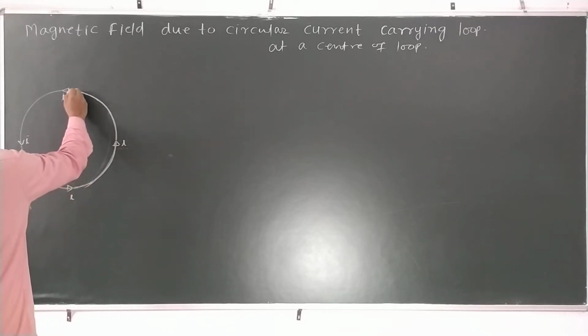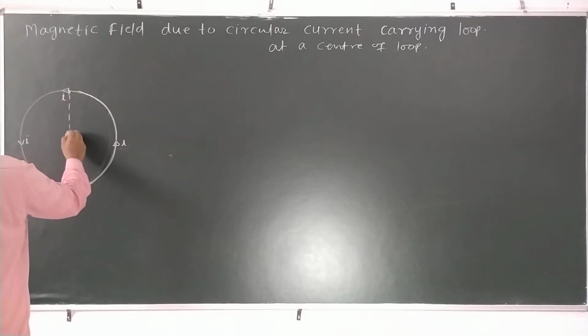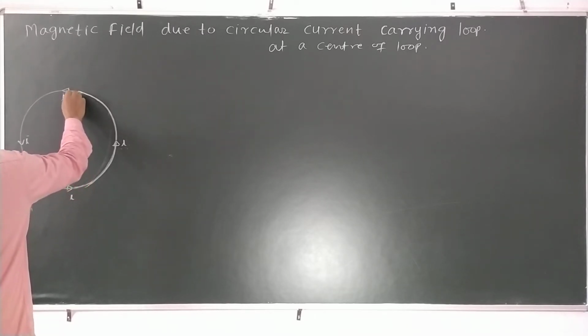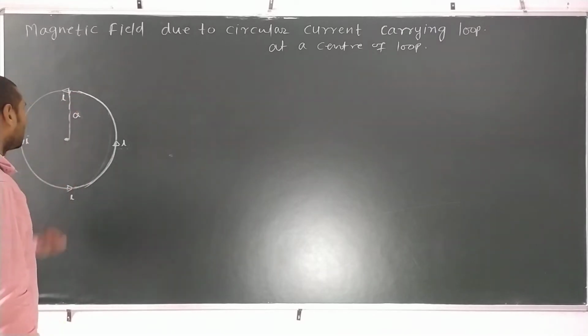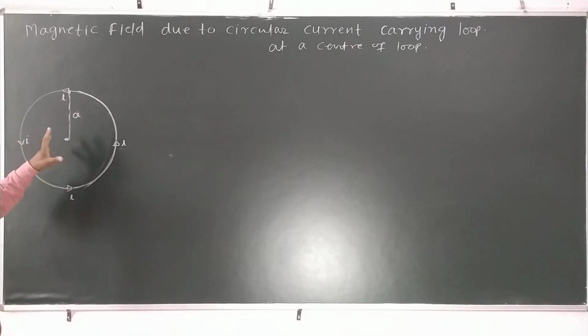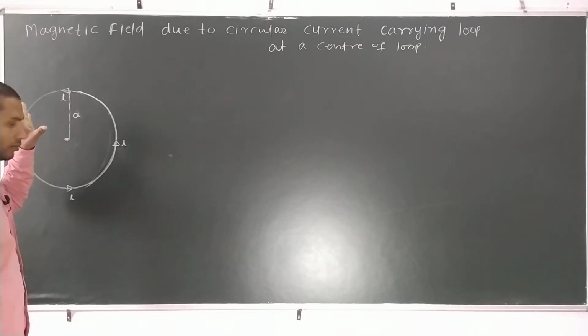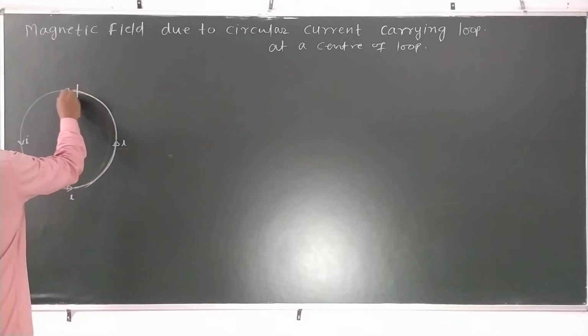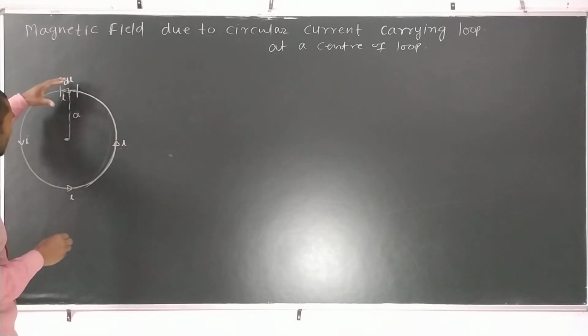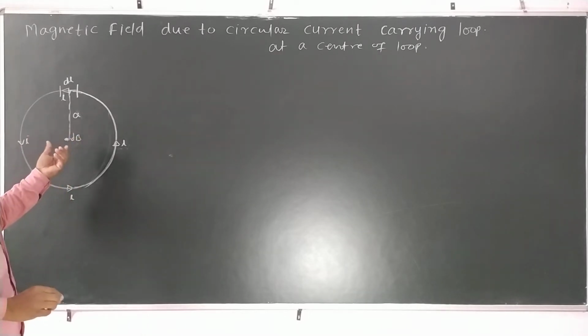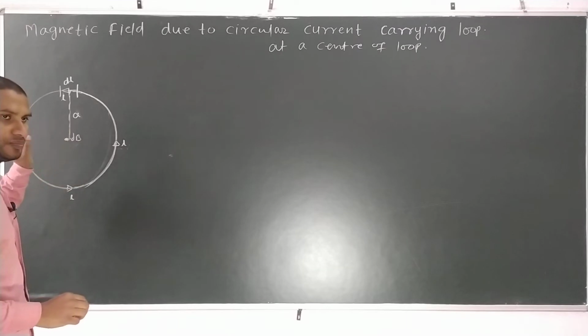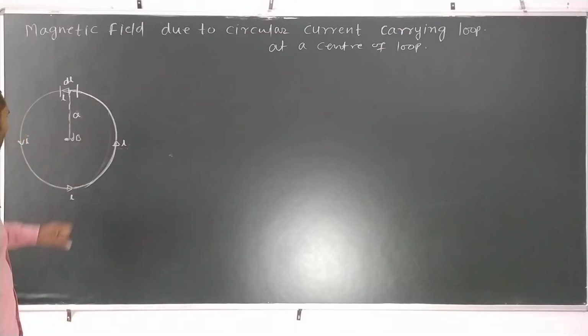Suppose this is the center of the loop, and the radius of the loop is a. We use the Biot-Savart law to find the magnetic field due to this circular current carrying loop. We cut an element of length dl, and due to this dl there is a magnetic field dB at the center. We integrate this dB to find the magnetic field at point P due to the whole circular current carrying loop.